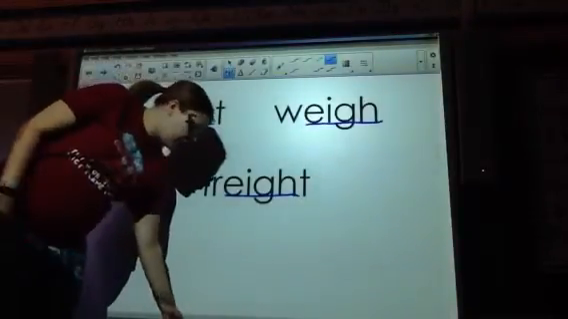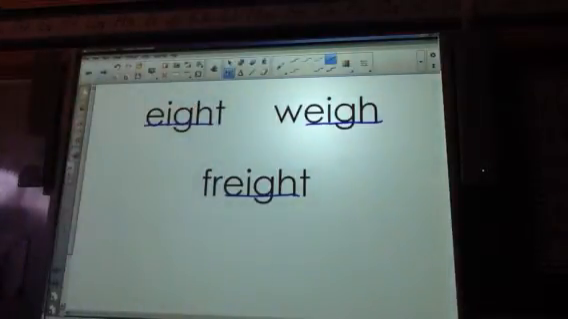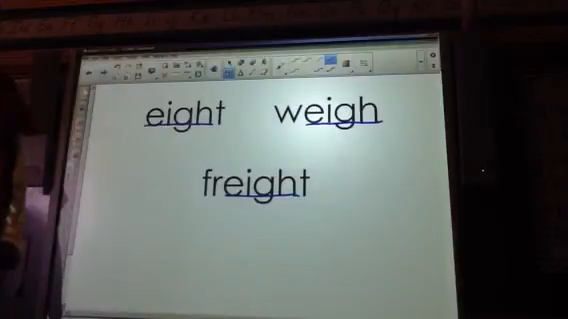Okay. All right, good. So we're going to practice spelling and coding some words with quadrigraph E-I-G-H today. So I'll see you guys in our groups.